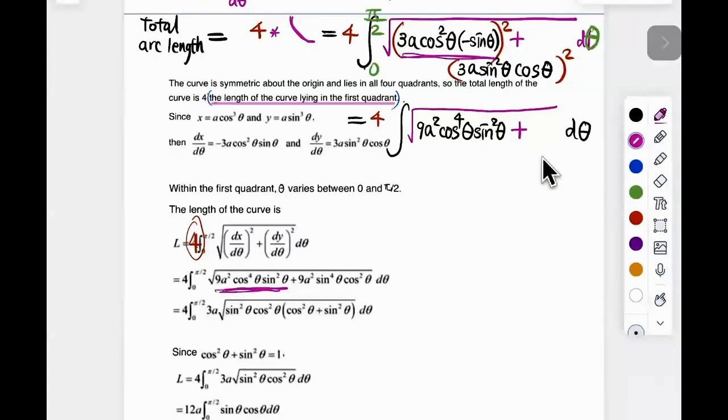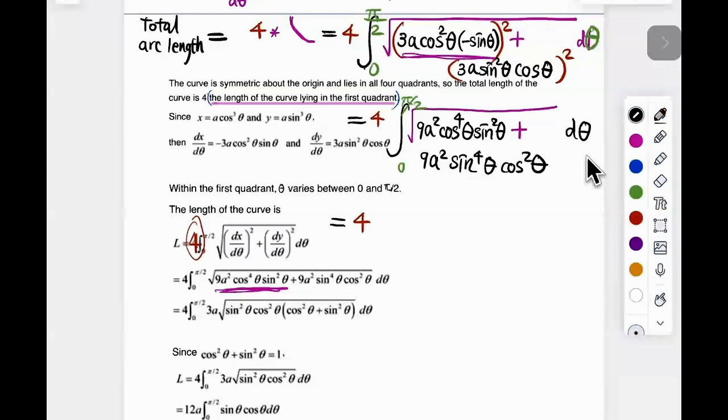All right, and then adding, what's the square of this one? 9a squared sine to the what power? 4th power, and then cosine squared theta, right? And then theta goes from 0 to pi over 2. Okay, good. All right, I'm sorry I had to put you through this. There's a lot of calculation.